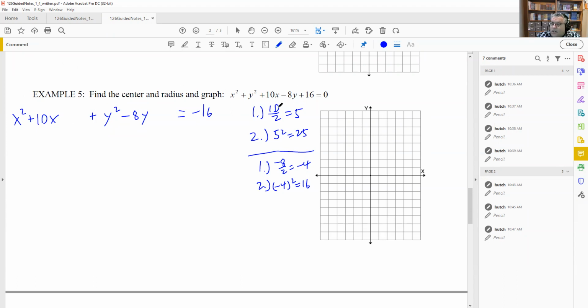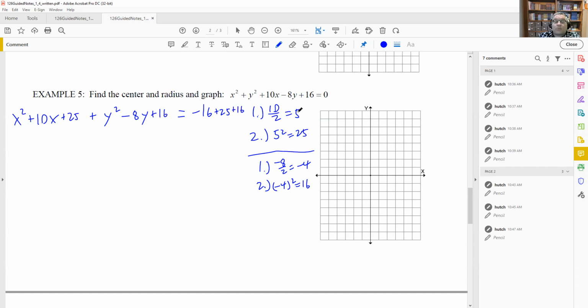Okay, so 10 divided by 2 is 5, and then 5 squared was 25. Now this 25, I'm going to add right here. I've got to add it to both sides of the equation. Then for the -8, -8 divided by 2 is -4, and then -4 squared is 16. So I'm going to add 16 here, and I'm going to add 16 over here.